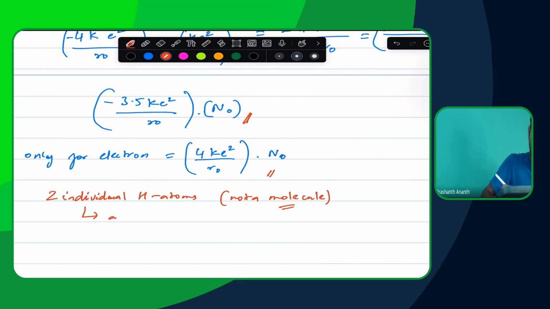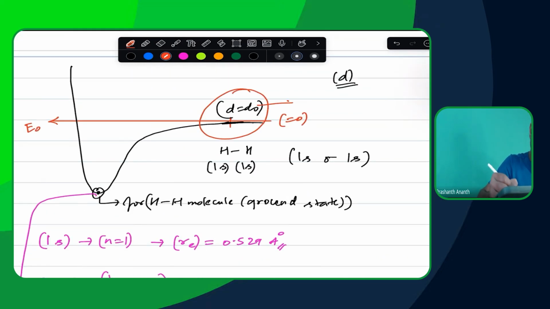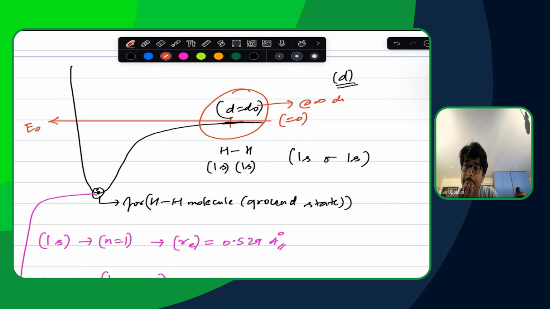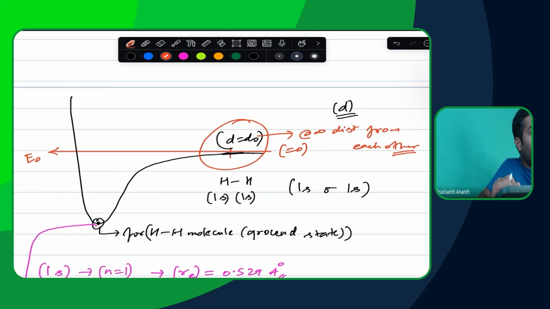So this is going to be meant for a distance d equal to d naught, which is going to be at this infinite distance. Under that condition, this is going to be applicable. Let's have a look at the question again. That means I did not read the question properly.